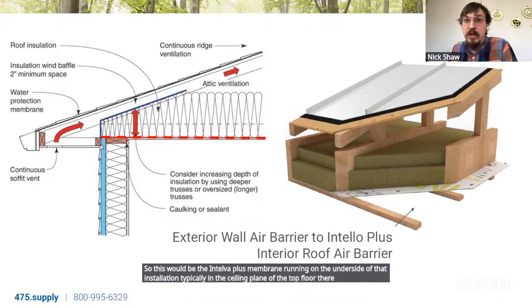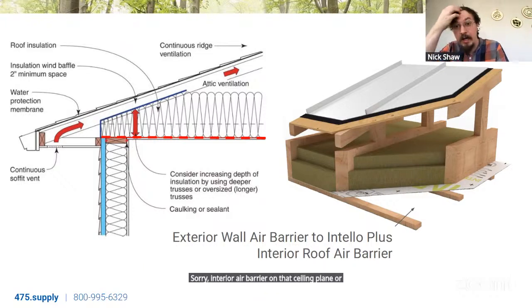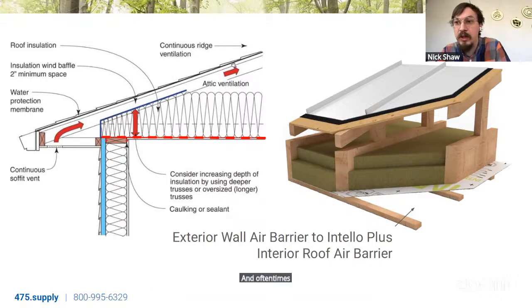And again, we're just topping this top plate with a wide piece of Tescon Vana so we can terminate our house wrap, our exterior air barrier on the wall, to that same material as our interior air barrier on that ceiling plane or floor of the unconditioned attic, however we want to talk about that. But this attic is then vented at the eaves and oftentimes typically at the gables as well.